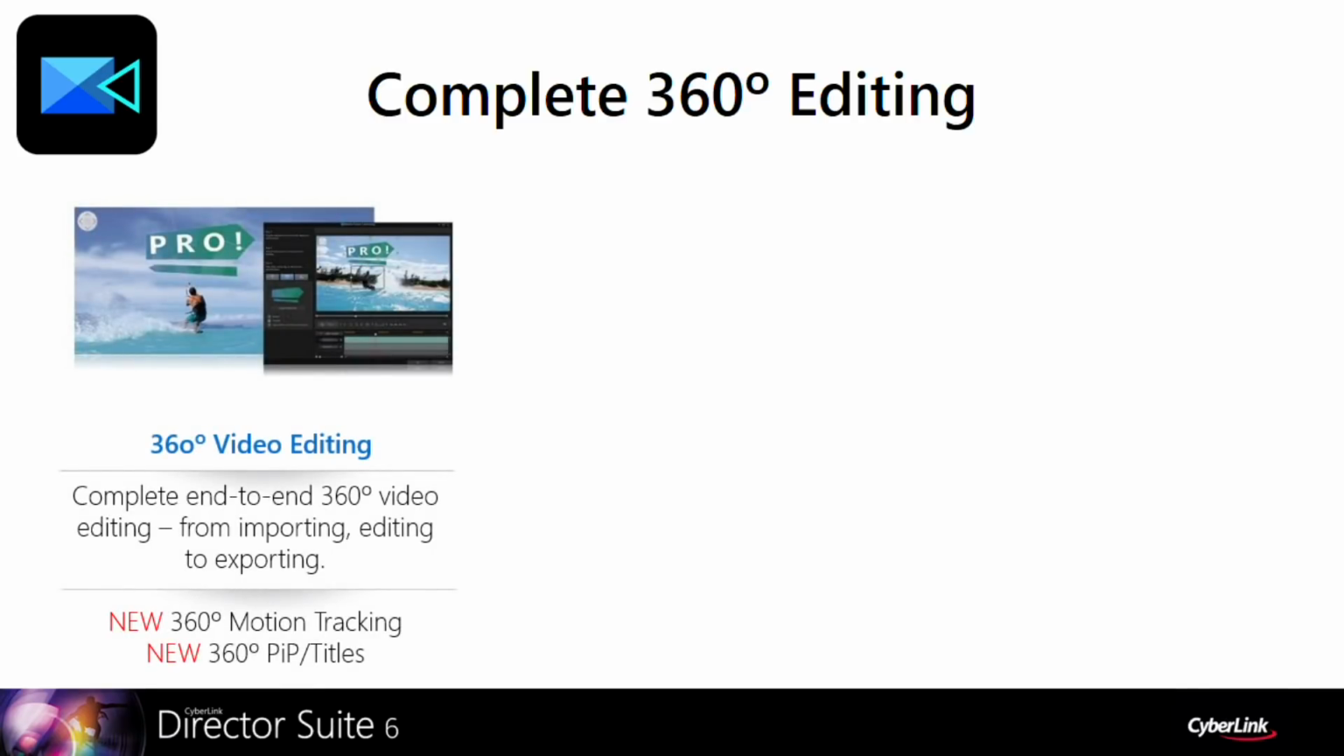In PowerDirector 16, since version 15, we already support VR and 360 video editing. You can import and edit them, add text, and export them. For PowerDirector 16, we also add some great new features, like 360 motion tracking. Previously we only did motion tracking on 2D videos, but in this version we can do motion tracking on your 360 videos, and also 360 PIP and titles.